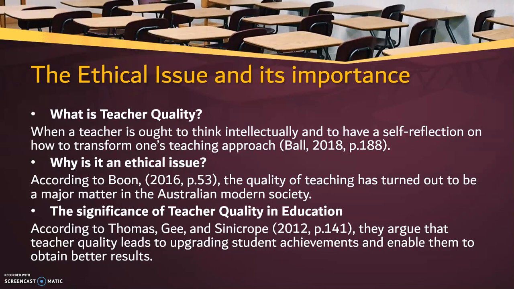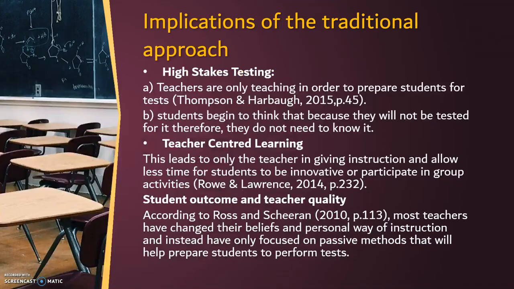According to Boone, the quality of teaching has turned out to be a major matter in Australian society. That's because teacher quality leads to upgrading student achievements and enables them to obtain better results. Therefore, it is crucial for teachers to change the way they teach and create new teaching approaches that override the traditional method. To begin, we will take a brief look at the traditional teaching approaches to understand how it has affected teacher quality. So let's look at high-stakes testing.